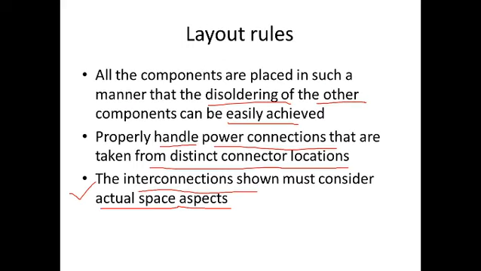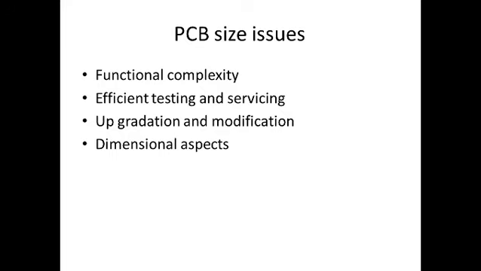Okay, so these are some layout rules. We have seen artwork, we have seen the layout for the PCB. Next, PCB size. Whenever you are deciding the PCB size, which are the factors which are going to decide the PCB size? The first one is the functional complexity. How complex the function of the product is, according to that the PCB size is decided. Efficient testing and servicing, upgradation and modification, and dimension aspects.